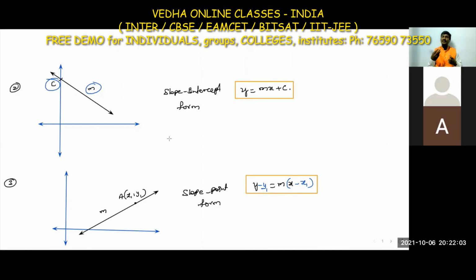slope m is equal to y2 minus y1 by x2 minus x1. Repeat again. y2 minus y1 by x2 minus x1. Yes. Once again, slope m is equal to y2 minus y1 by x2 minus x1. Okay, when the straight line equation is given, meaning ax plus by plus c equals 0.